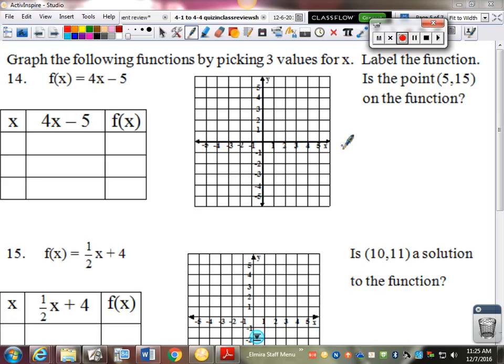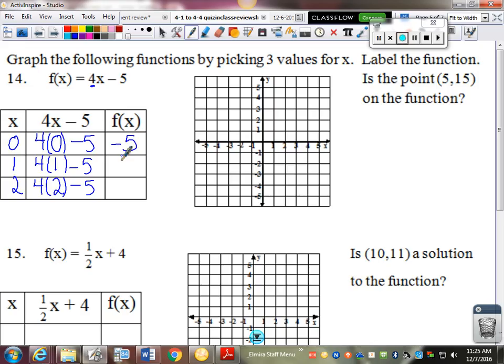Okay. We have a whole number coefficient. We're using 0, 1, and 2. Same idea as what we were just doing, except we're going to take the values that we get in this table and we're going to graph them. So we're plugging in 0, we're plugging in a 1, and we're plugging in a 2. 0 take away 5 would be negative 5. 4 take away 5 would be negative 1. And 8 take away 5 would be 3. So graphing that, 0, negative 5, 1, negative 1, 2, 3.